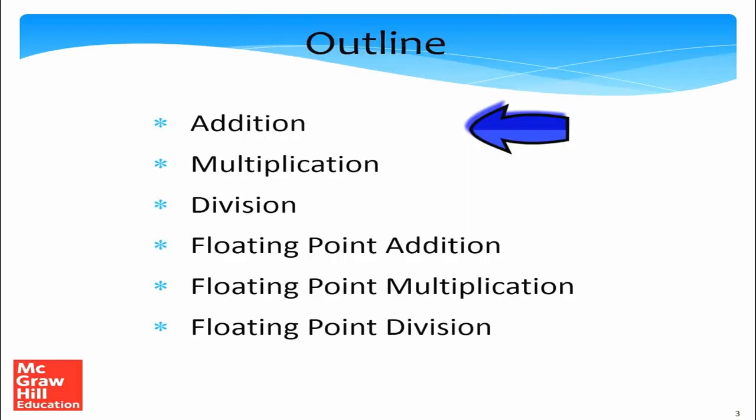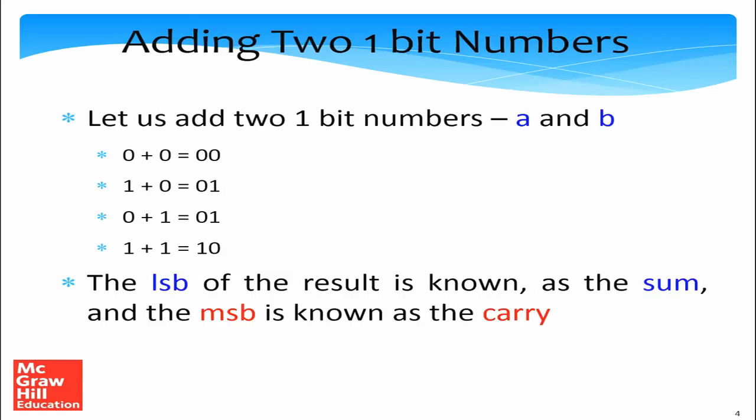So we have these 6 parts in this chapter. We have addition, multiplication, and division. So these are integer addition, multiplication, and division. And then we have floating point addition, multiplication, and division. So the entire chapter is broken down into 6 sections. So let's take a look at the simplest problem, which is to add two 1-bit numbers, A and B.